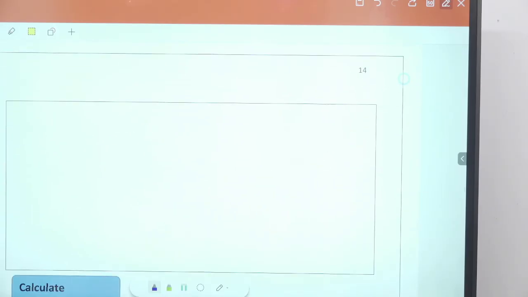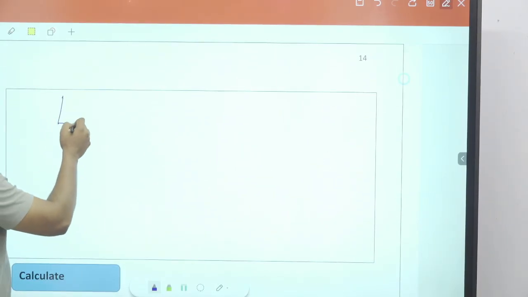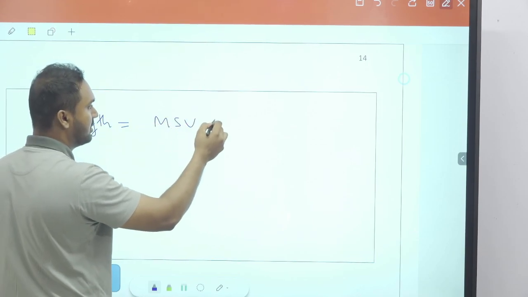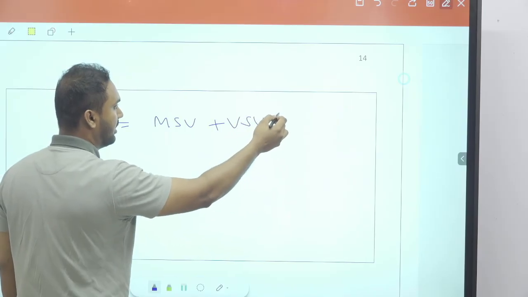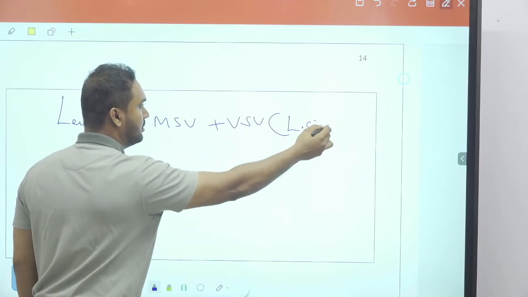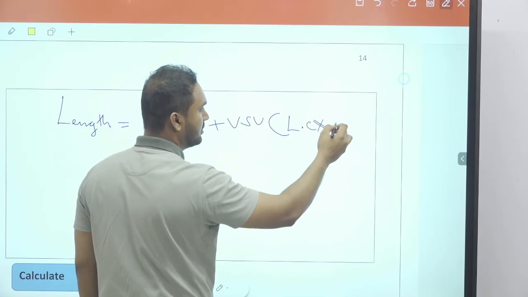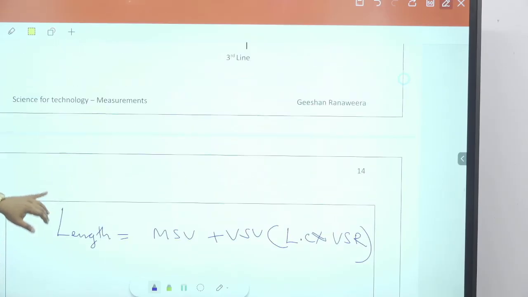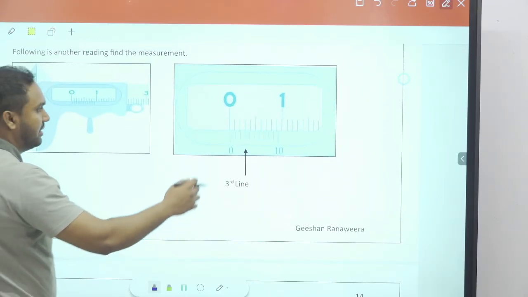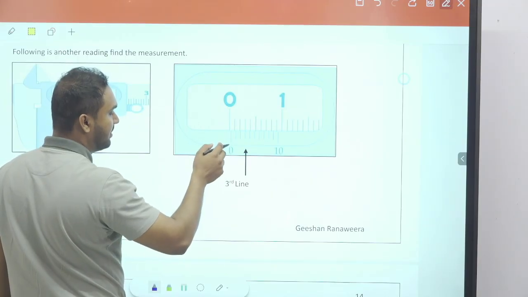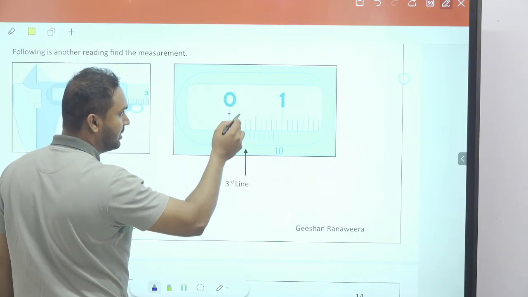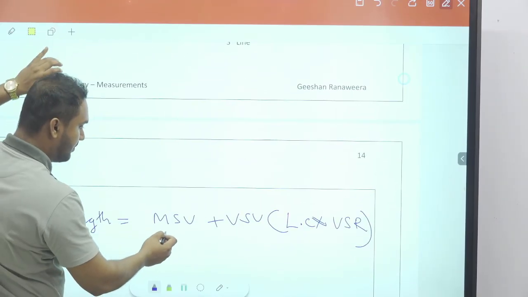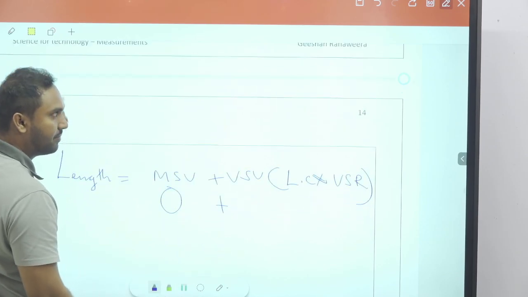So we have to write the complete formula first. What is the formula? Length equals MSV plus VSV, and VSV is LC into VSR, right? So what is MSV here? MSV is always the main scale value just before the vernier 0, which is 0. So MSV is 0. And what is the least count here?